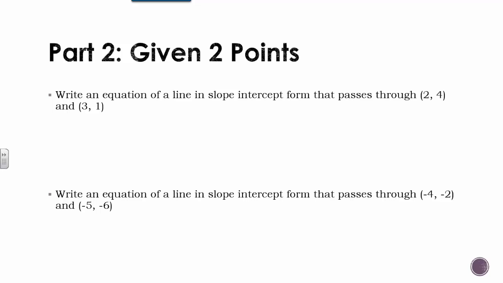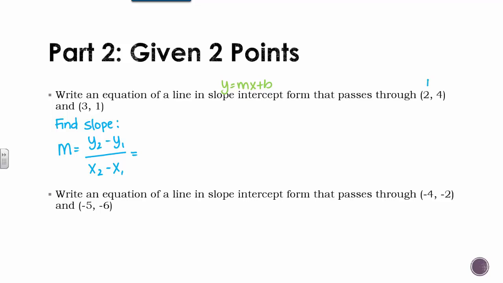So write an equation of a line in slope-intercept form. Remember, that's y equals mx plus b. That passes through (2, 4) and (3, 1). So the first thing we need to do is find the slope of this line. So remember, slope has a formula, and it's y2 minus y1 over x2 minus x1.